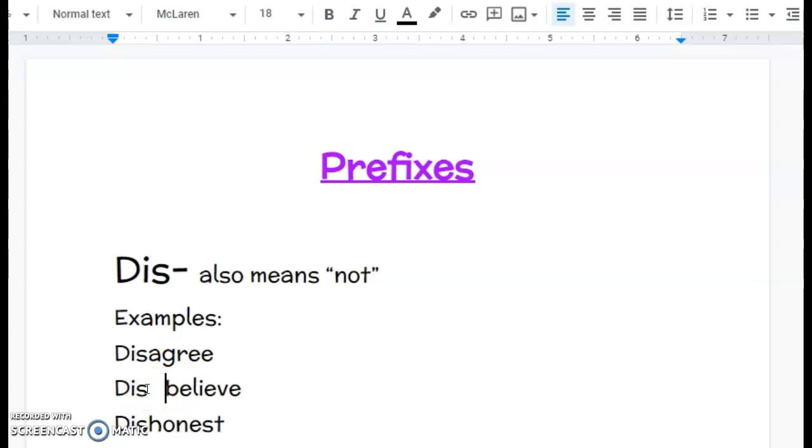Disbelieve. Okay, if we break that word apart to make it easier to read, dis means not, and then believe. So it must mean you do not believe. So disbelieve. You cannot believe it. You do not believe it.